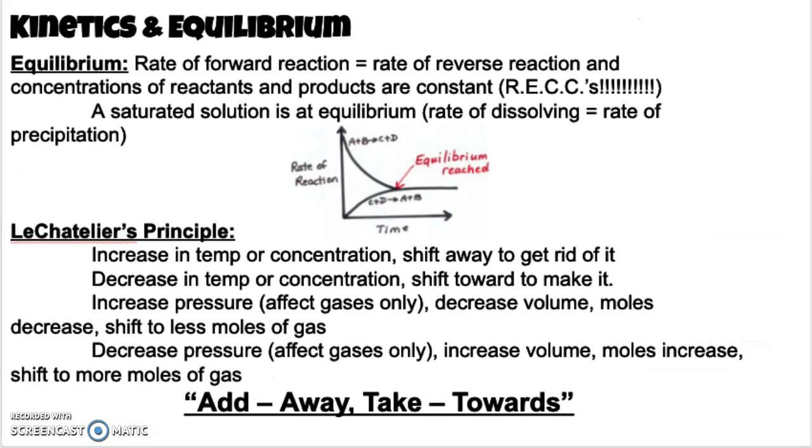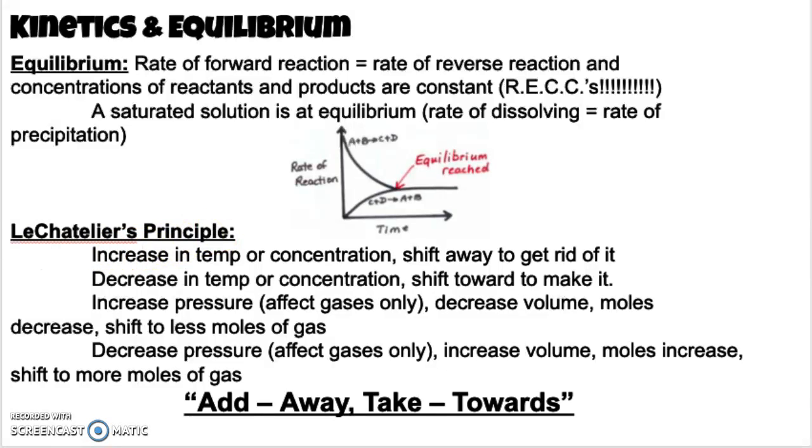Now, for equilibrium. In equilibrium, the rate of the forward and the reverse reaction are equal. Remember, RECC, rec. And the concentrations are constant. Again, the rate of the forward and the reverse reaction are equal, hence the E, and the concentrations are constant. A saturated solution is at equilibrium because the rate of dissolving equals the rate of precipitation. Often they will use a curve similar to the one you see here. At this point, where the red arrow is pointing, equilibrium has been reached because now the rates are equal.